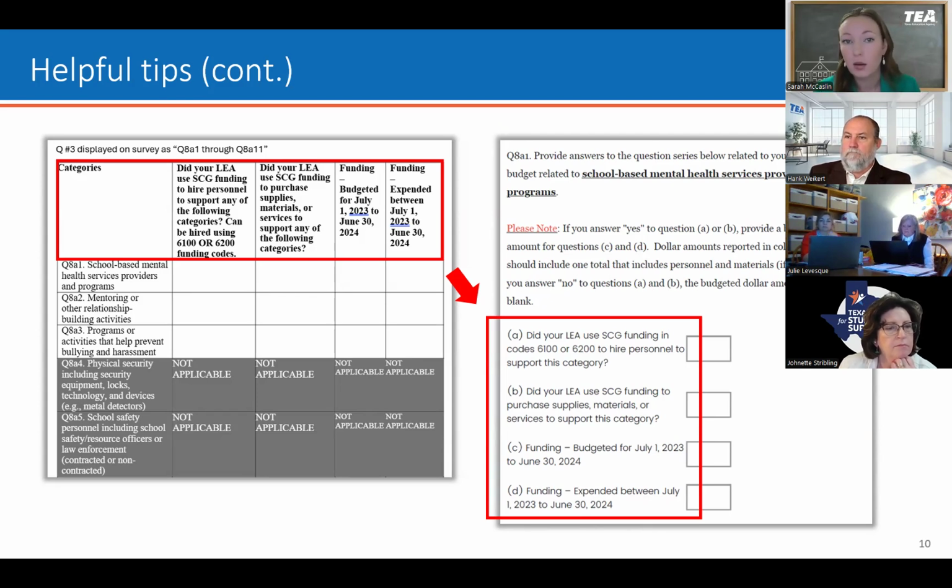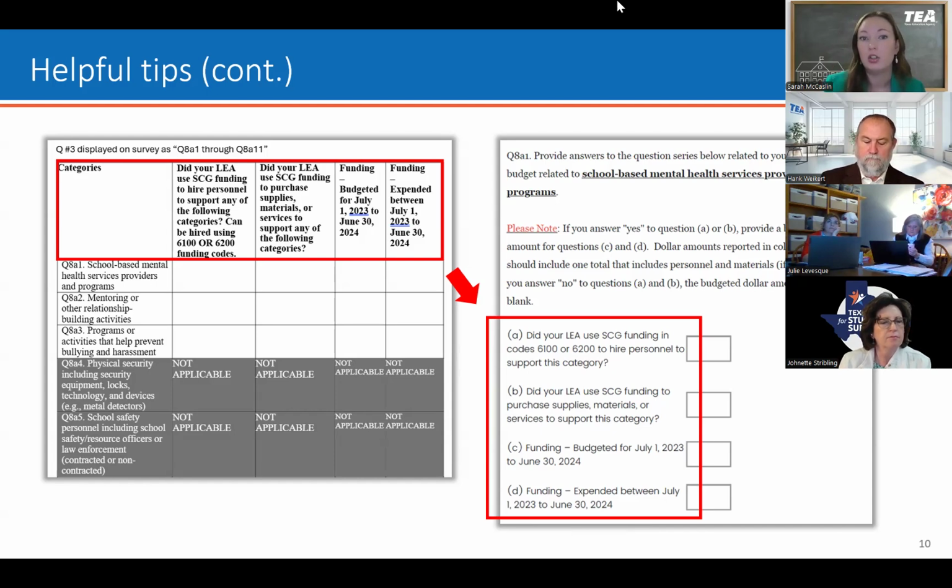And then in the last column, you're looking at funding that was actually expended between July 1, 2023 and June 30th, 2024. These last two columns don't have to match. There are many instances where what we budgeted does not actually reflect what we spent. That's where Stronger Connections has presented a lot of flexibility. And we'll talk a little bit more about the nuances of that later, but just know that these last two columns, what you budgeted and what you spent, do not have to match.